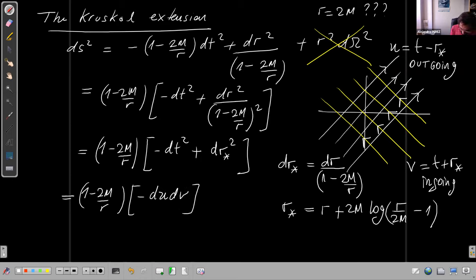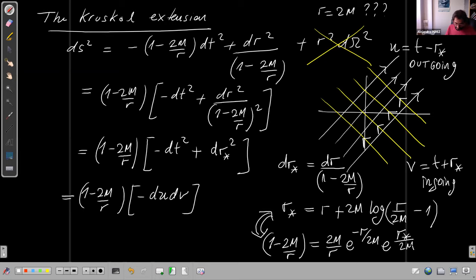And now, just by solving for this conformal factor, you find the following expression. In fact, this expression here is the same thing as what I'm writing now: 1 minus 2m over r is given by 2m over r times e to the minus r over 2m times e to the r star over 2m. So this is immediate, right? From here to here. The nice thing about that is we haven't written r as a function of r star, as one might want to. That's hard to do analytically because of the complexity of the expression.